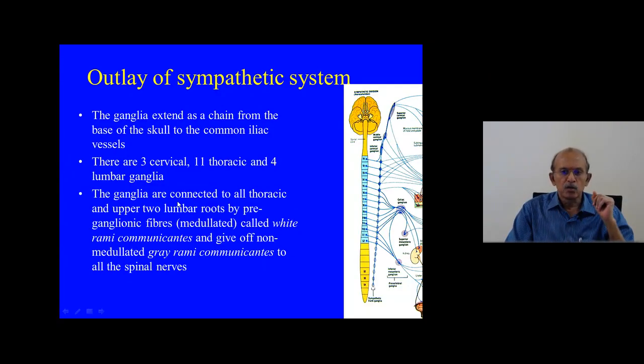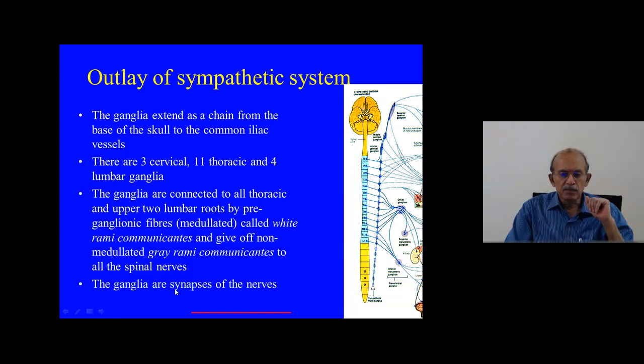The ganglia are connected to all thoracic and upper 2 lumbar roots by preganglionated fibers called white rami communicantes, and give off non-medullated gray rami communicantes to all the spinal nerves. So the post-ganglionic fibers are all non-medullated. These non-medullated fibers are supplied to all the spinal nerves. Through the spinal nerves, they reach the skin, the blood vessels, the sweat glands, hair follicles, etc.